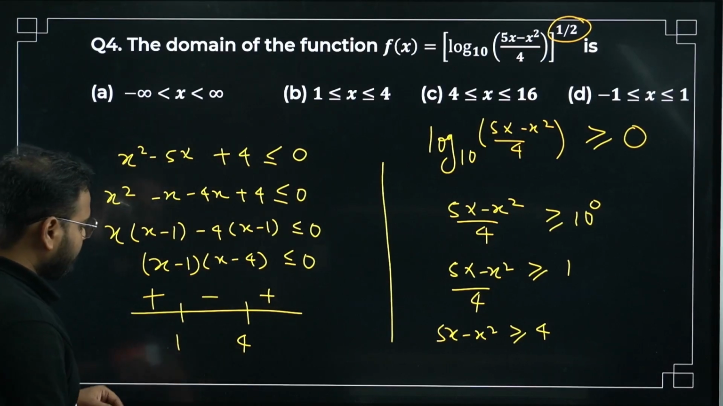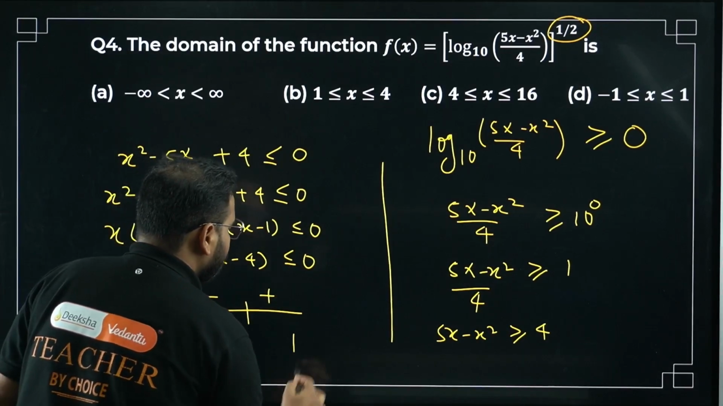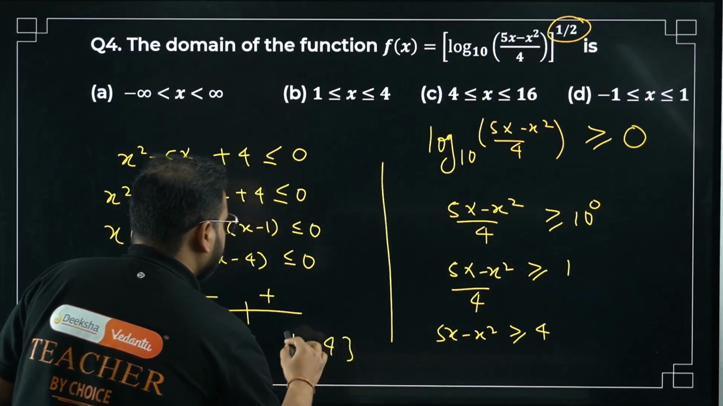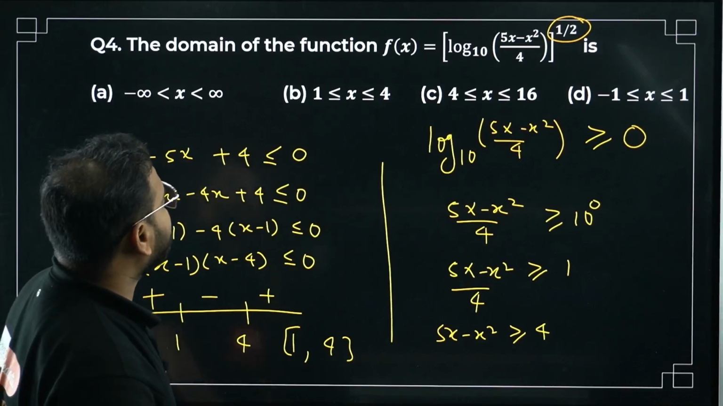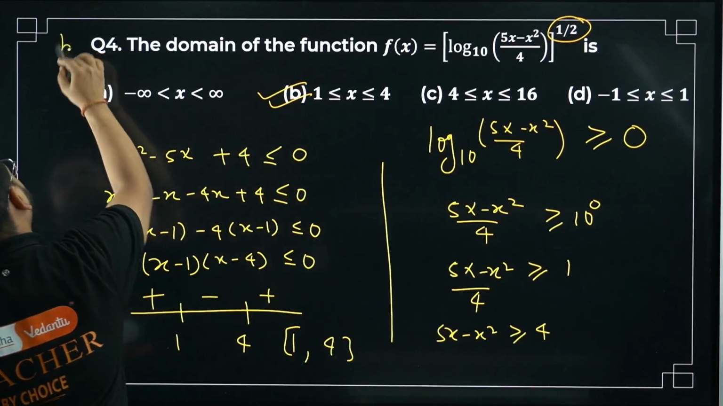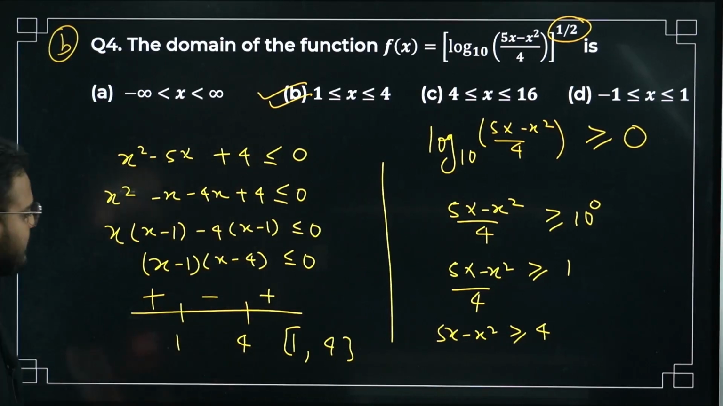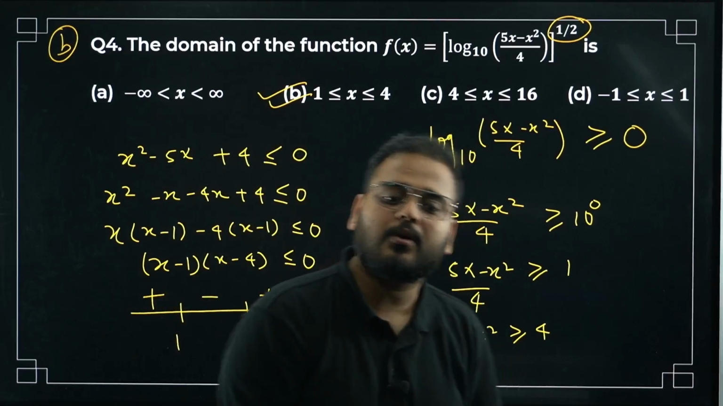So what we can do here? We are looking for less than sign means simply 1 to 4 close bracket. That's your answer for x. Any option like this? Option number B is correct. Please check. 1 to 4 close brackets. Okay, both of them are included in your answer.